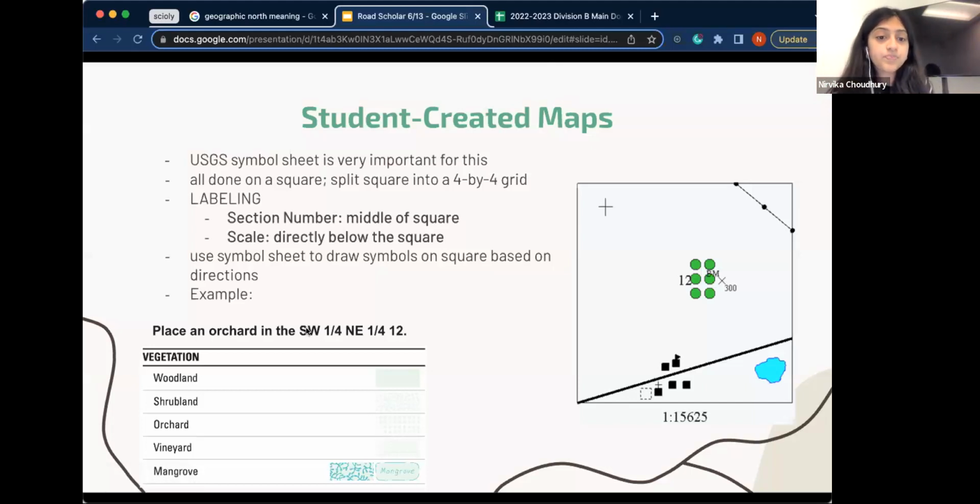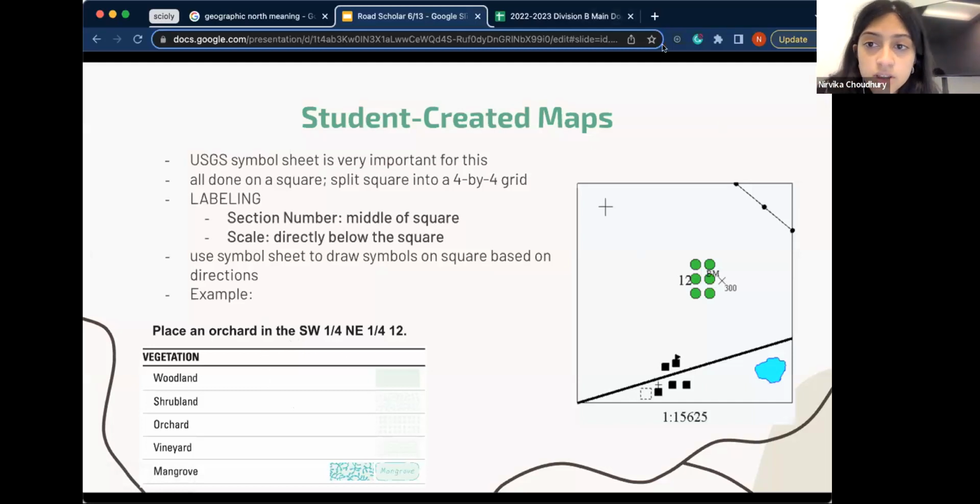That's what PLSS is. Mostly all your instructions will have these things on them: southeast quarter of northeast quarter, or it can be the northwest quarter of the southwest quarter. Then you'll have to locate that on your map. As you can see here, we're placing an orchard, right? So we're gonna look at the USGS symbol sheet. We're gonna find where orchard is, and it's a green array of circles. Then we're gonna go into our square. We're gonna find where the southwest quarter of the northeast quarter is.